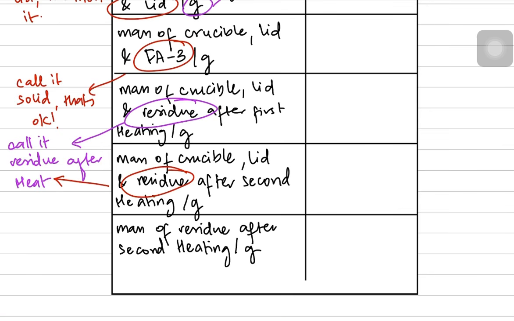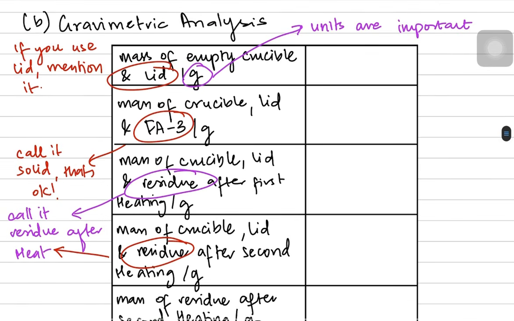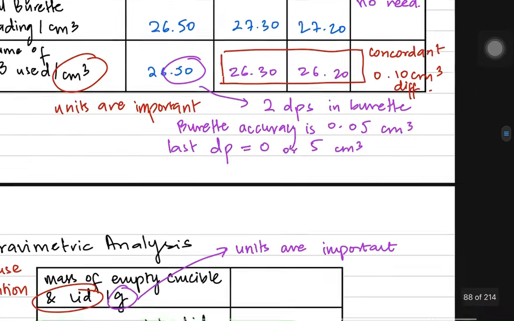Another example of a heading could be the mass lost. So let's suppose the contents were 10.00 grams in the beginning, and now after heating, let's suppose it was 9.00 grams. Talk about mass lost.